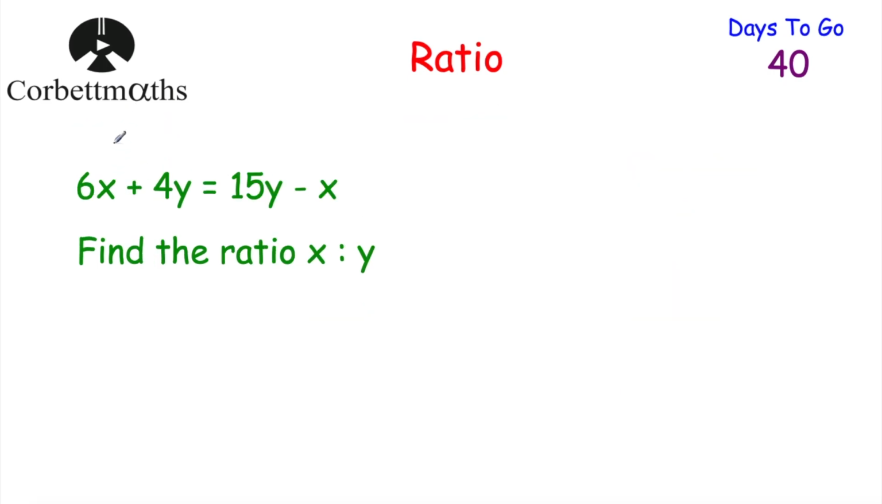Okay, this time we've been given that 6x plus 4y equals 15y minus x, and I want you to find the ratio of x to y. So feel free to press pause now and find the ratio of x to y.